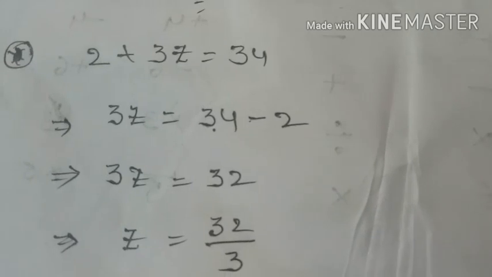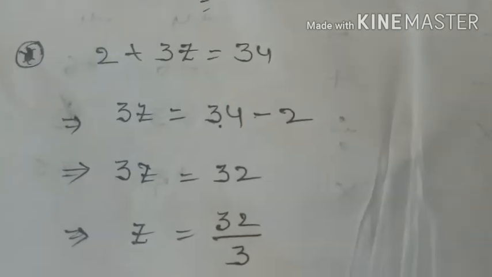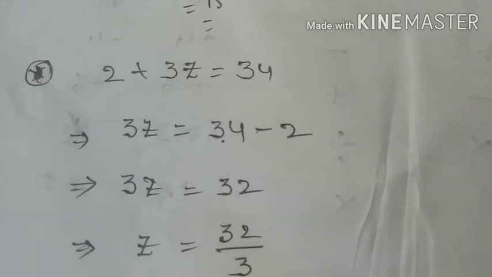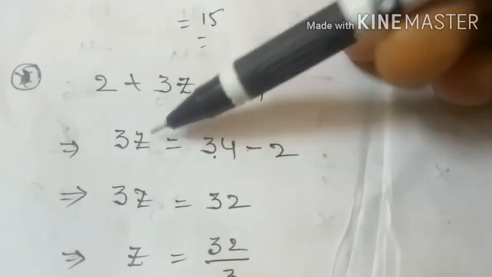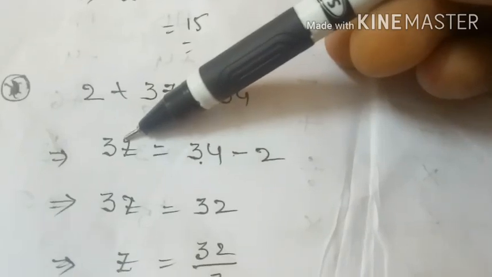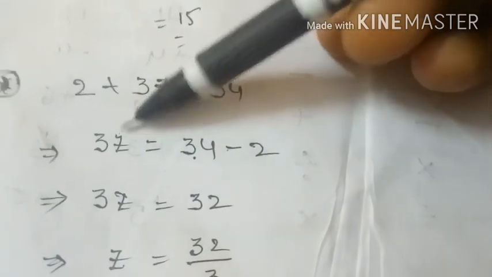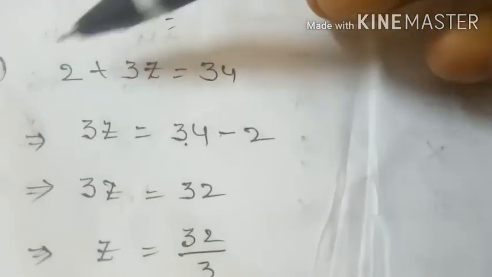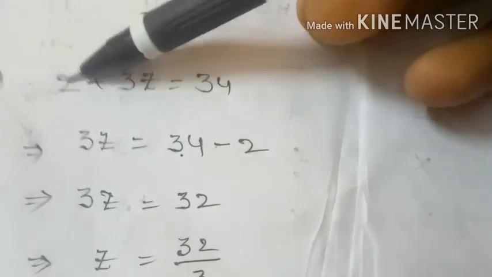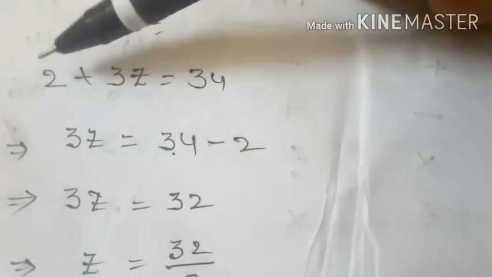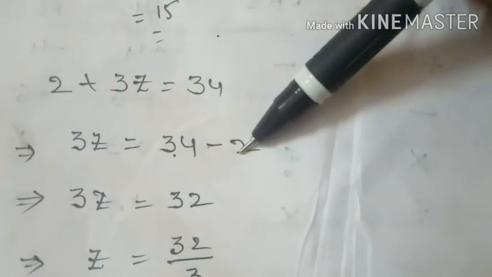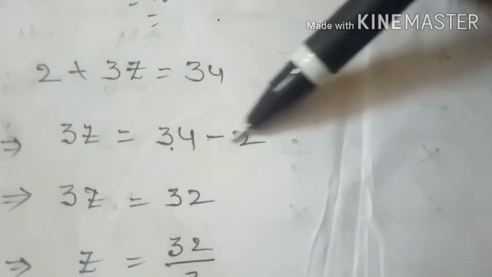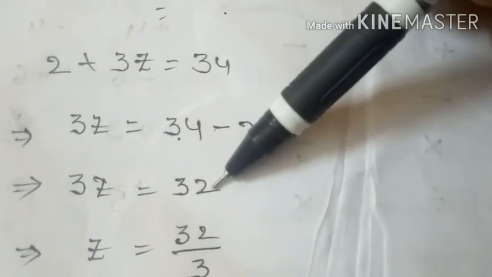Next one, 2 plus 3z is equal to 34. So what is the variable value? 3z. So I left it here only. That means in LHS, 3z is equal to 34 plus 2, transposing from LHS to right hand side, that becomes minus 2. Okay, so 34 minus 2 is equal to 32.